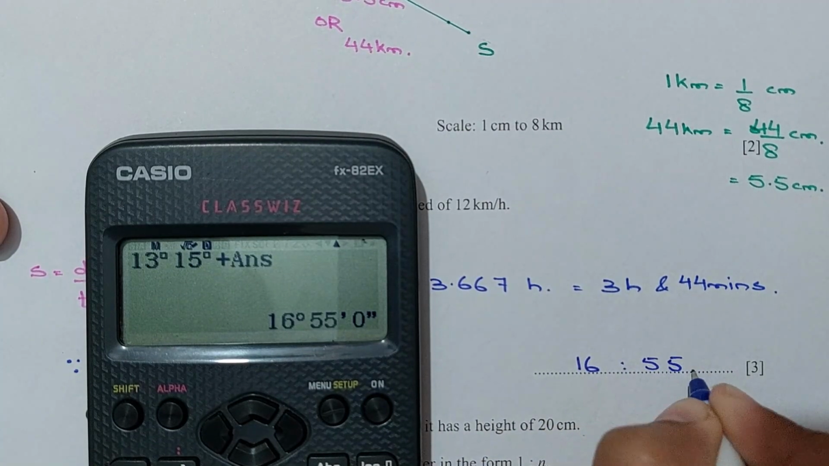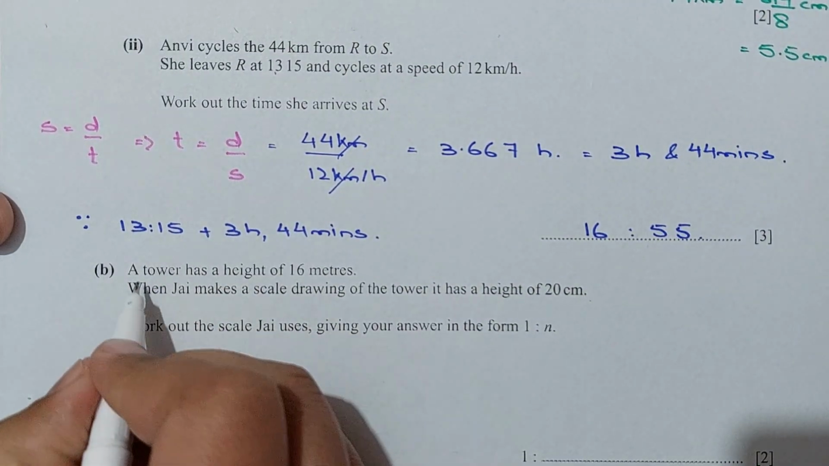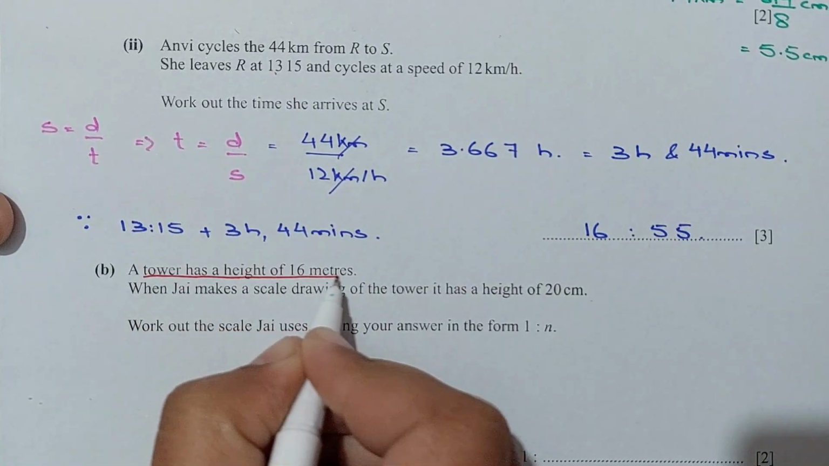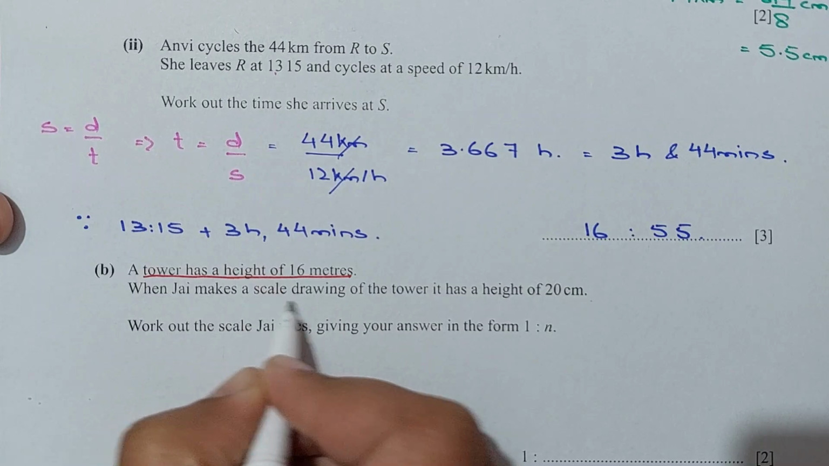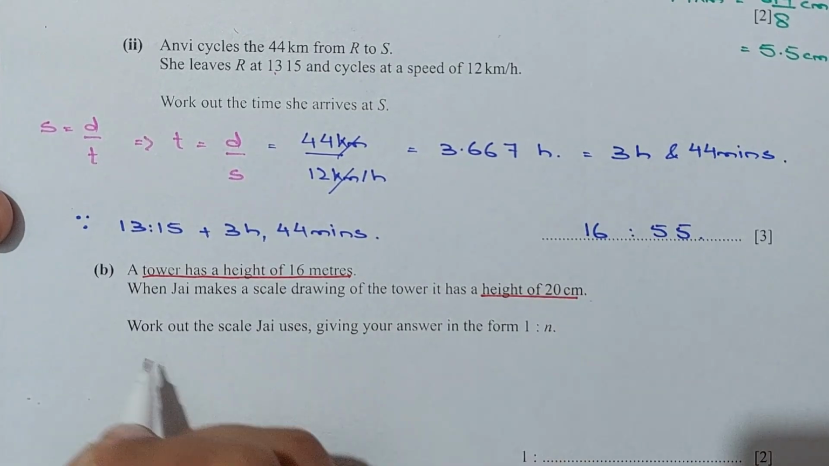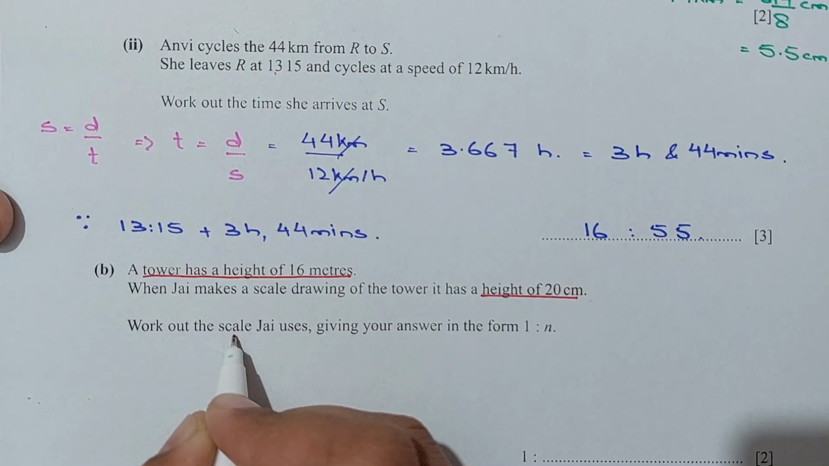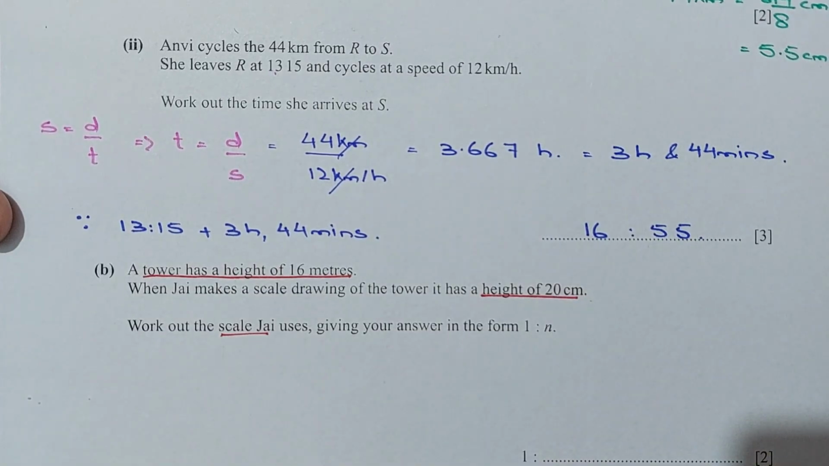16:55. Now for part B, a town has a tower with a height of 16 meters. When J makes a scale drawing of the tower, it has a height of 20 centimeters. Work out the scale J uses. Give your answer in the form 1:n.